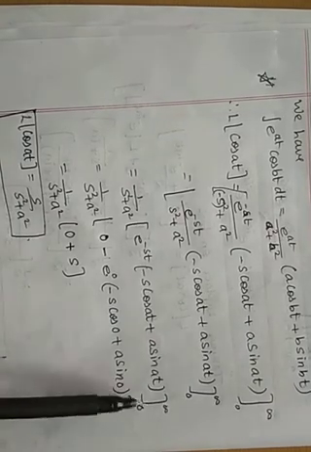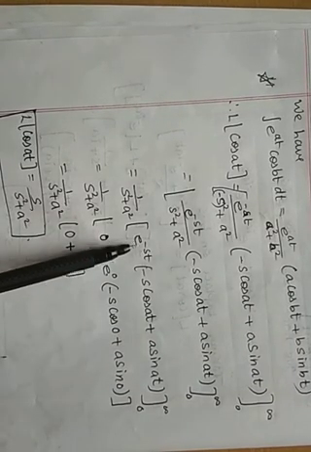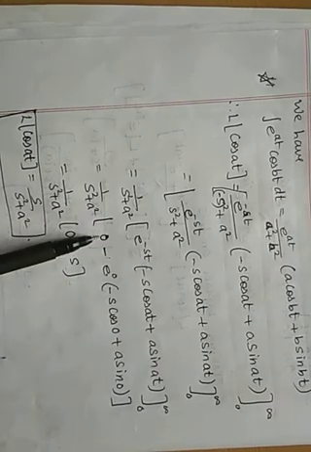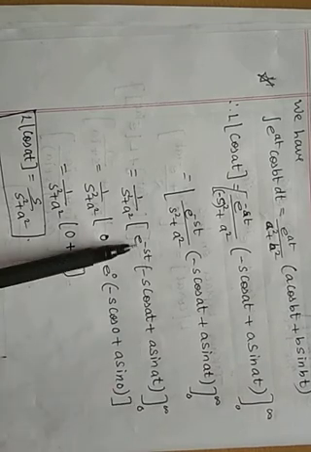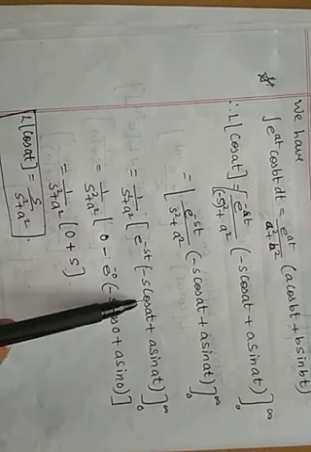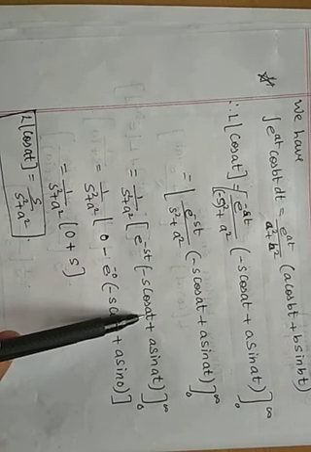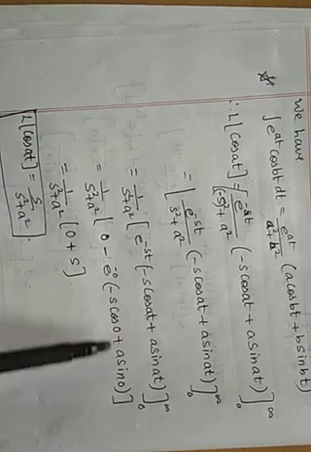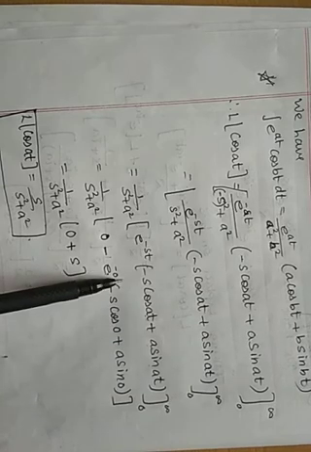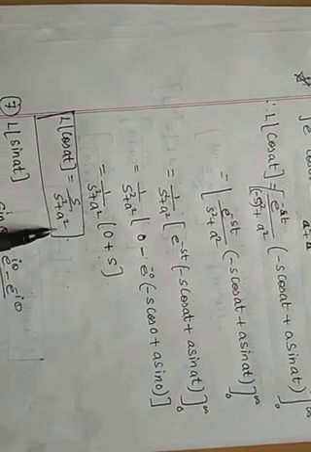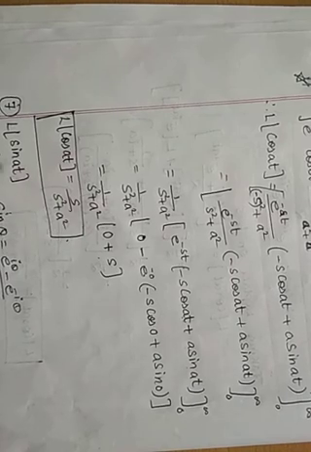Now substitute upper limit minus the lower limit. E raised to minus infinity is what? 0. 0 into anything is 0. Minus lower limit: t is 0, so e raised to minus 0 is 1, minus s into cos 0, plus a into sin 0. Sin 0 is 0, cos 0 is 1. So minus s into minus will become plus s. So Laplace transform of cos at is s upon s square plus a square, which is the same as the previous one.